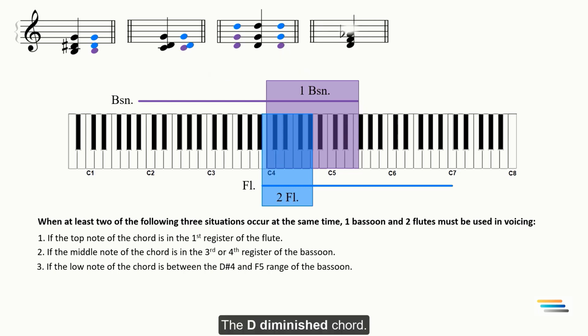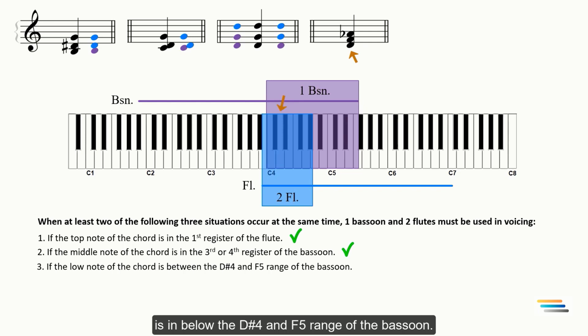The D diminished chord. The A flat is in the first register of the flute. The F note is in the third register of the bassoon. The D, which is the low note of the chord, is below the D sharp 4 and the F5 range of the bassoon.